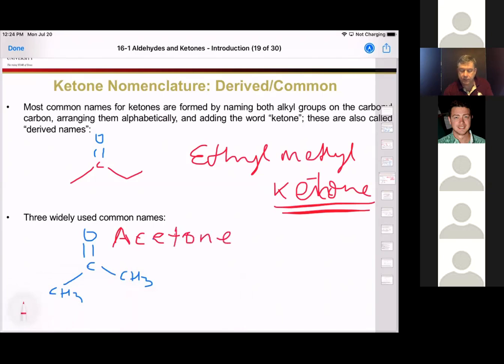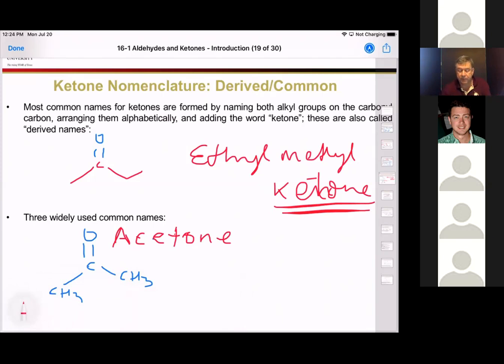A-C-E-T-O-N-E, acetone. So this is the one with just the 2 methyl groups on it. It's one of the things that can be used in woodworking to clean off your materials before you glue them together, or occasionally it's used as a fingernail polish remover as well.